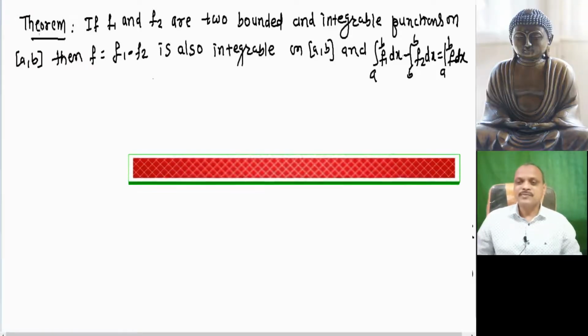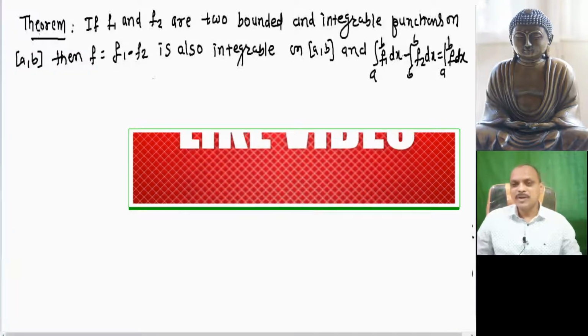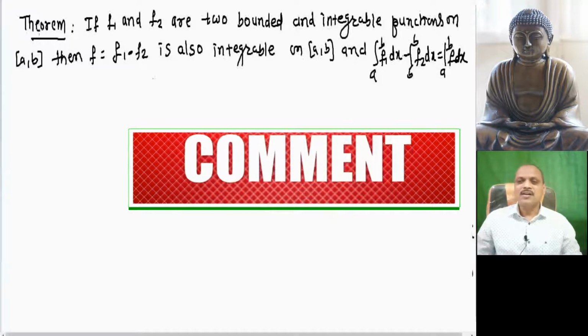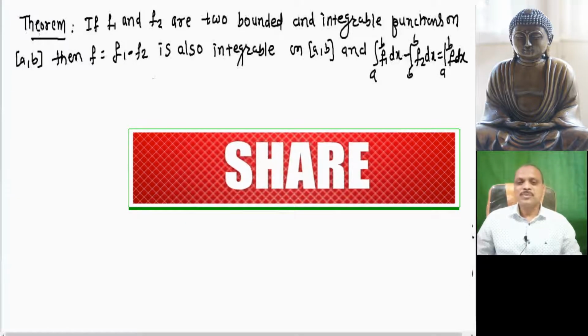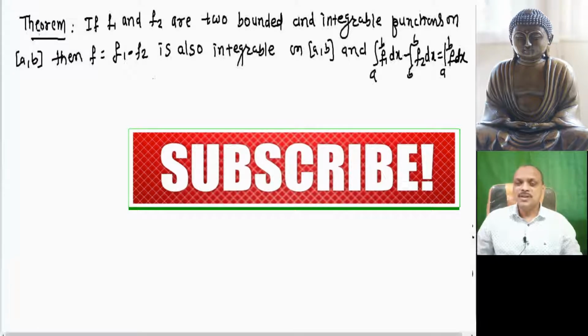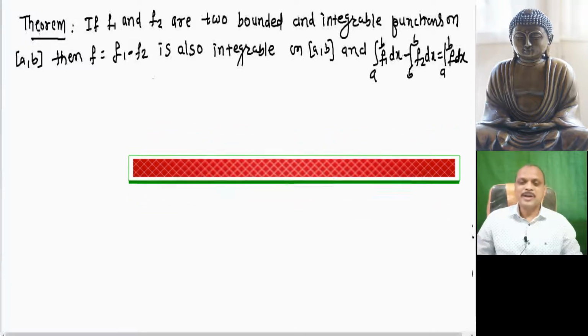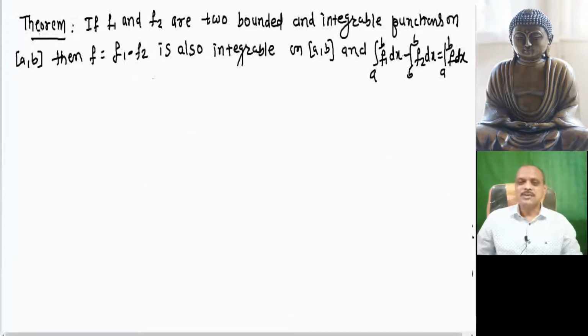If f1 and f2 are two bounded and integrable functions on the closed interval a comma b, then f, which is the subtraction f1 minus f2, is also integrable on the closed interval a comma b, and the integration of f1 minus the integration of f2 equals the integration of f. Exactly parallel to the sum case, we will show this theorem.